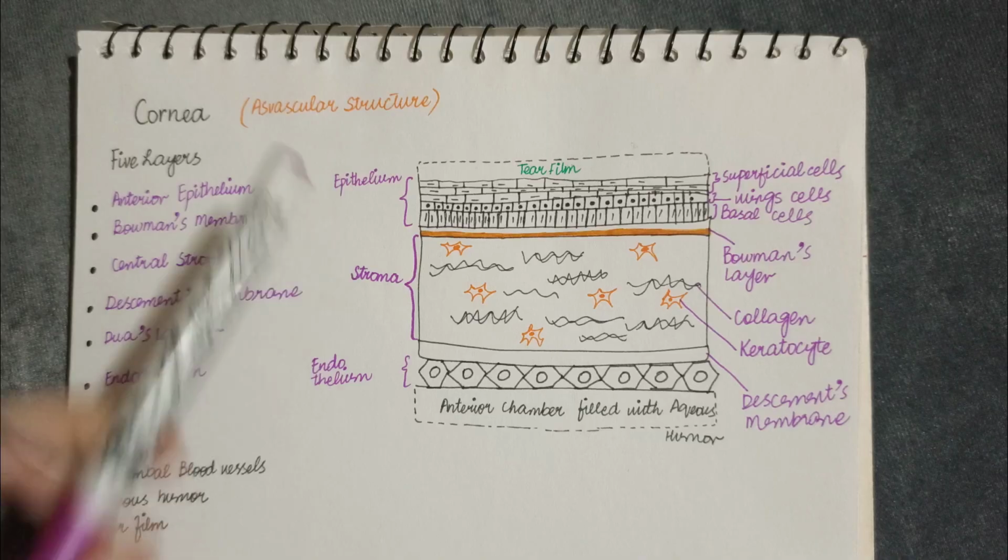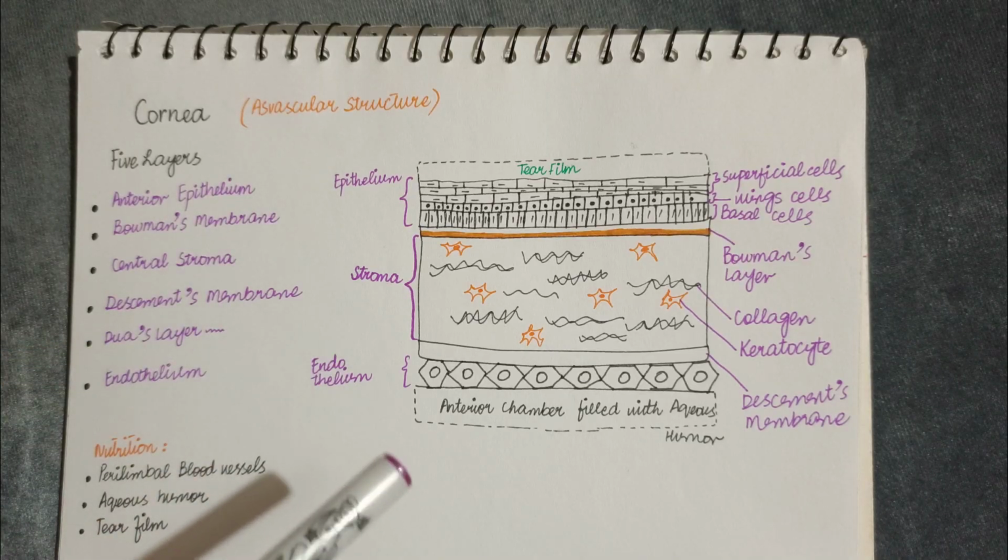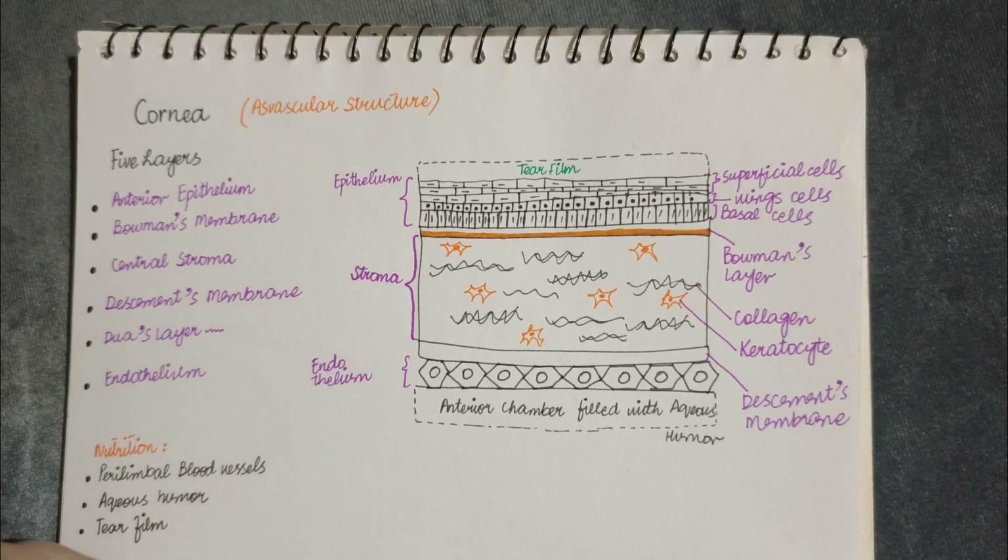And if there is any kind of opacity or major injury to the cornea, 70% of your vision will be lost. That's when you realize how important cornea is. Cornea is a transparent avascular structure. No blood vessels are present in the front part of the eye. Since it lacks its own blood supply, it receives nutrition and oxygen in alternative ways, especially from three sources.